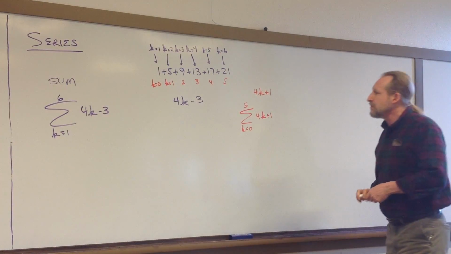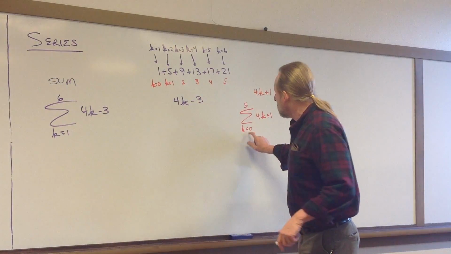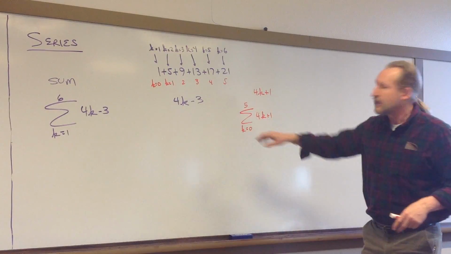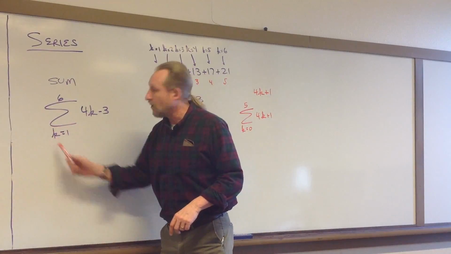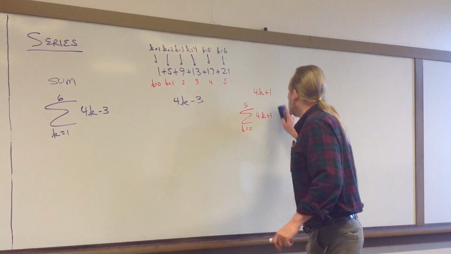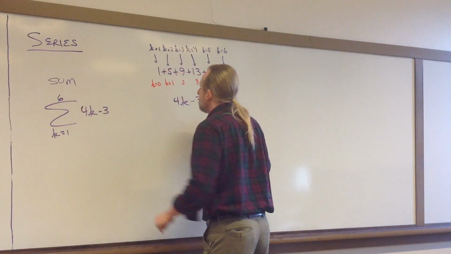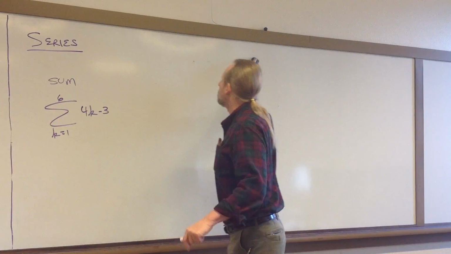Sometimes when you have to combine these things together, you need their indexes to match up with each other, so that's why sometimes people play around with that index. The k is called an index. Okay, so there's the first example. And this is a finite series because it has an ending term. There's no dot, dot, dot at the end of this.